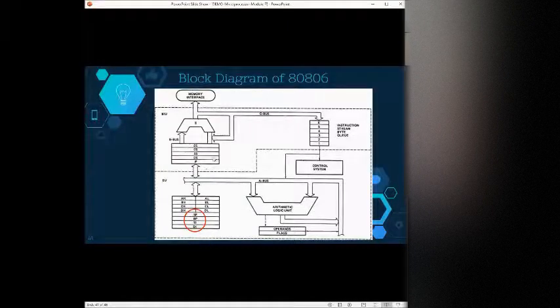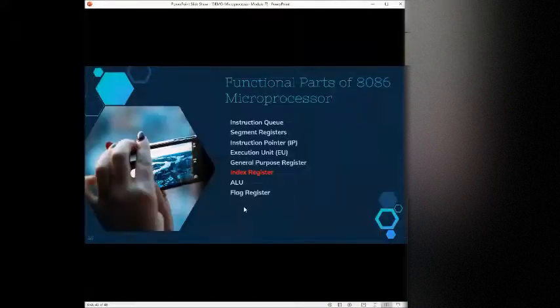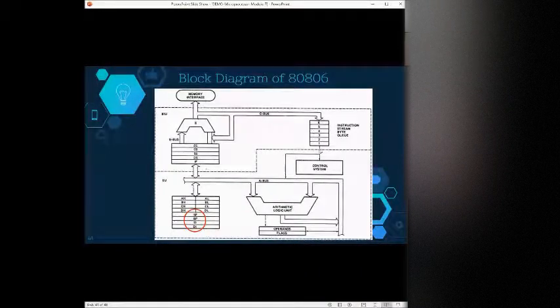What is this one? Segment register. Very good, the segment register. And this is the general purpose register. That's good. Again: instruction queue, segment register, general purpose register.